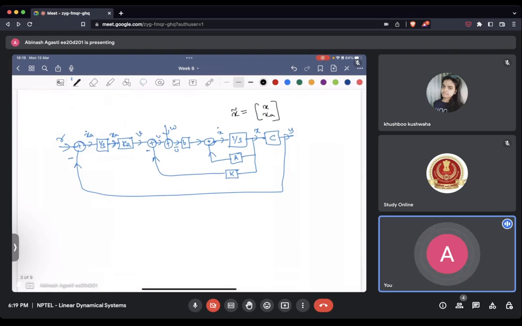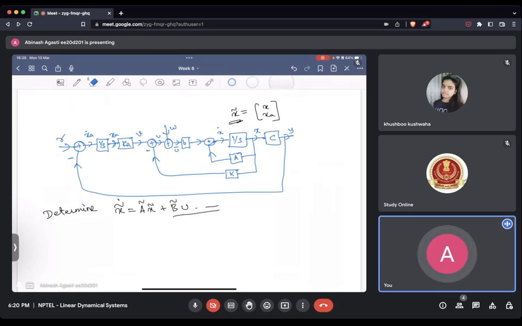So let's take some time to determine the state space form of this x tilde. So x tilde will be some A, u, or some other terms might also come. This is just like solving the block diagram. So let's do that for a couple of minutes, then we'll discuss the solution. Okay.